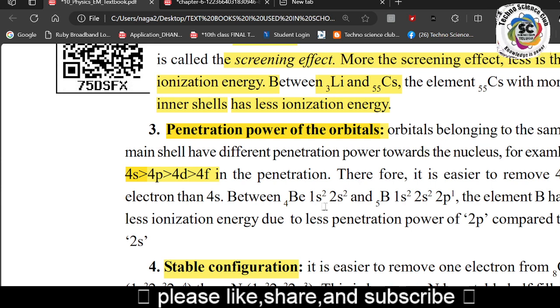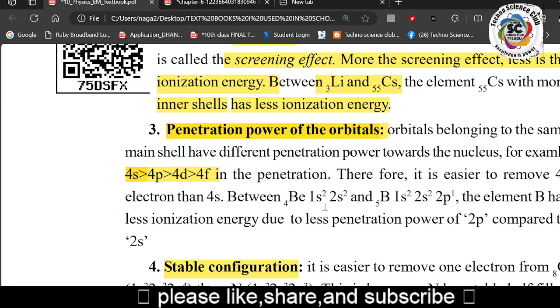We can take beryllium as an example. In beryllium, the configuration is 1s2, 2s2, and in boron, it is 1s2, 2s2, 2p1. So the element boron has a lower ionization energy due to the lower penetrating power of 2p. 2p is the last orbital of boron, but the last orbital of beryllium is S. So in beryllium there is more penetrating power.